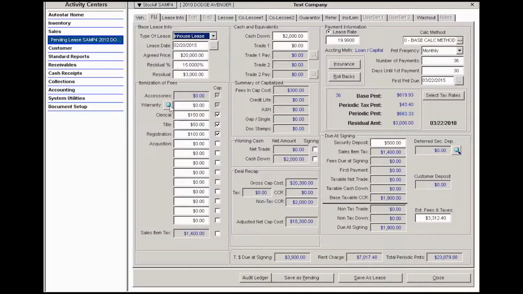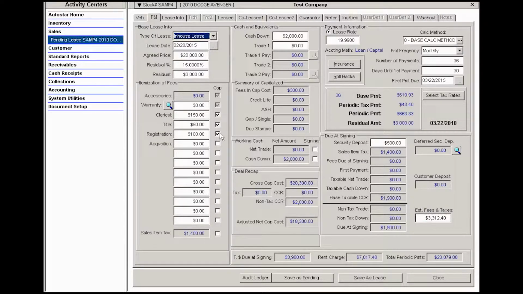The next section is the itemization of fees. Here you've got your clerical fees, title fees, registration, acquisition fees, and then any other fees that you come up with or are allowed to charge as a dealer. Your warranty would also be included in your fees if you provide a warranty for the leased vehicle. So I have the clerical fee of $150, title fee, and a registration fee. And then my sales tax is $1,400.